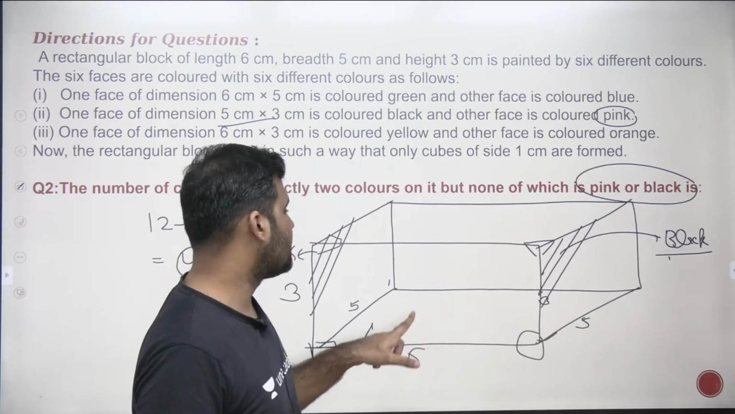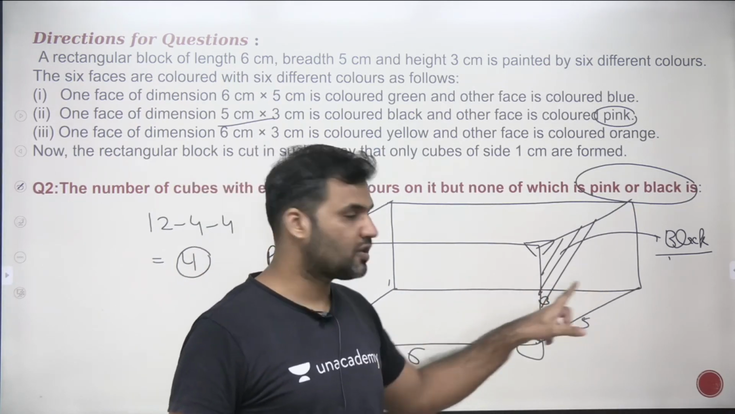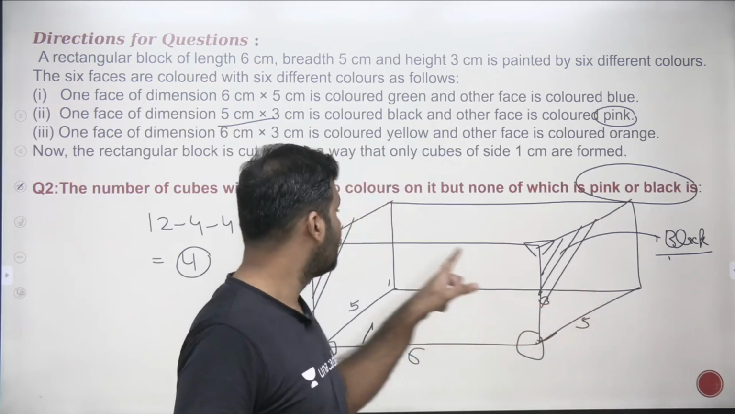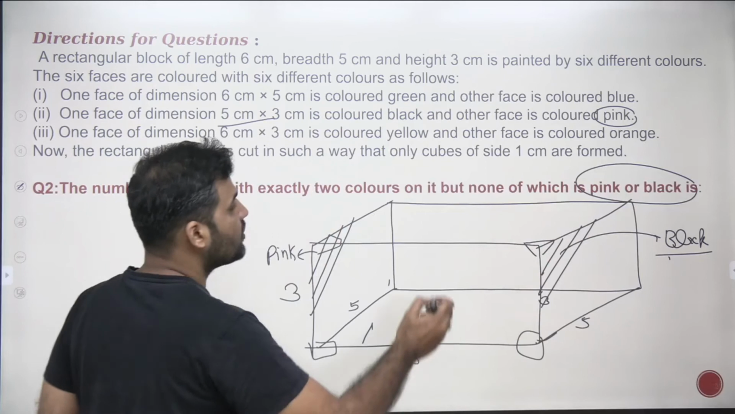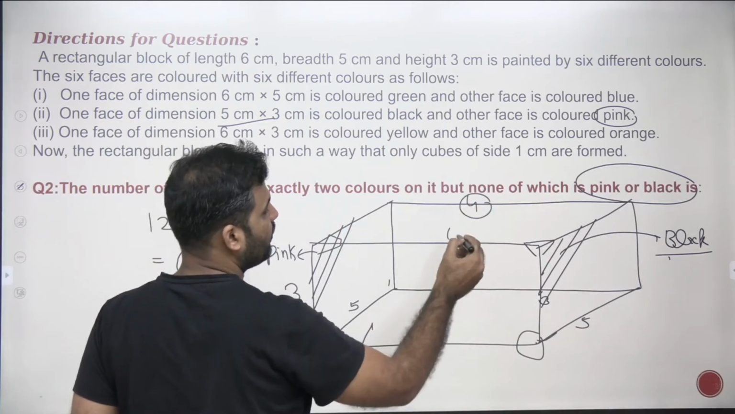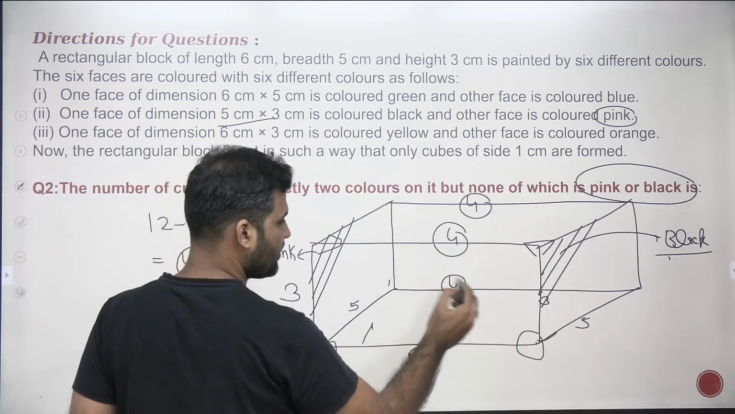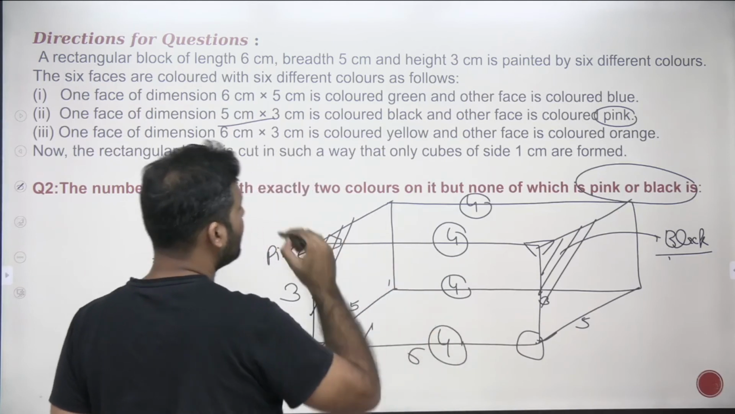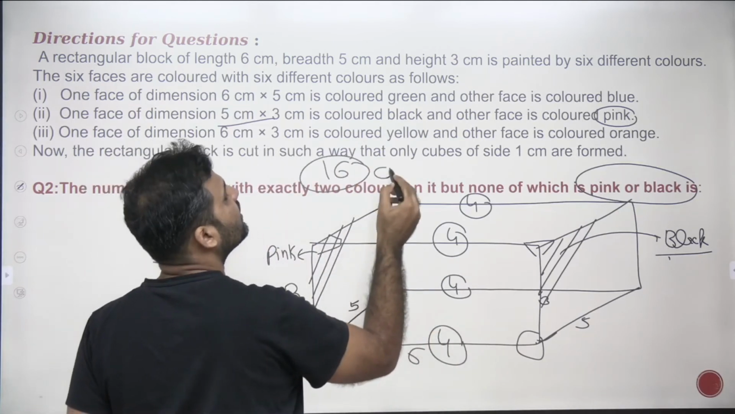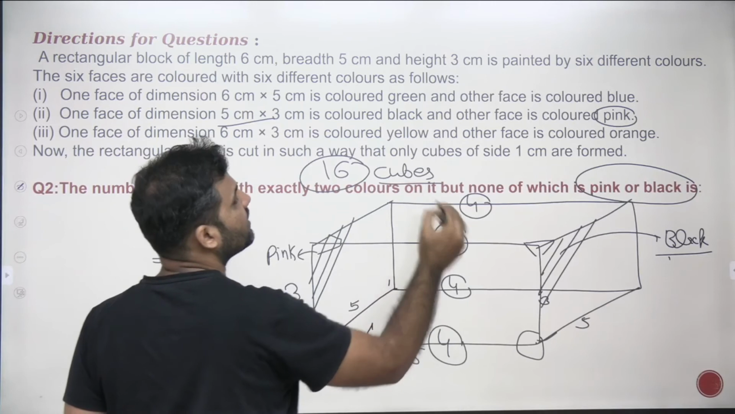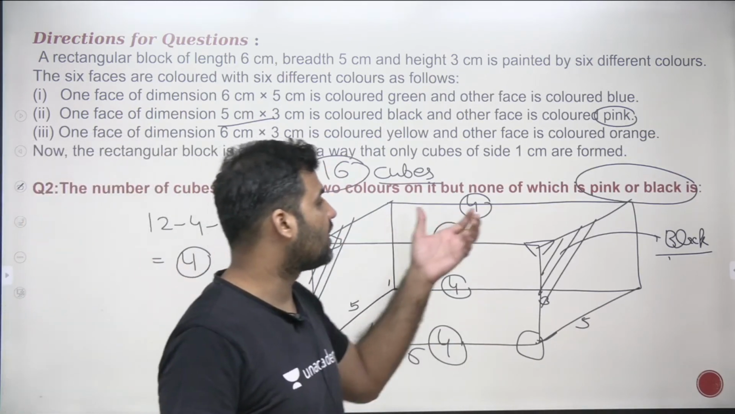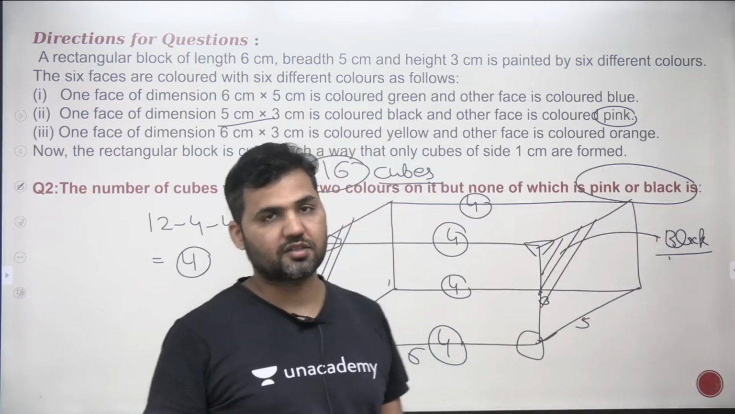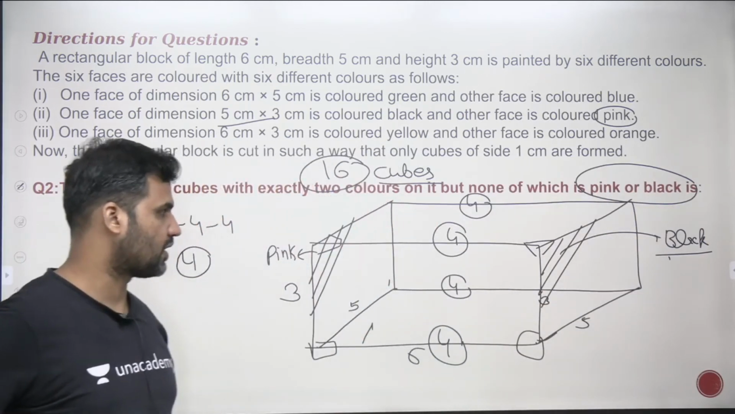So 4 from this, and similarly 4 from this also, because this is also 6 centimeter long, and this is also 6 centimeter long. So 4 cubes from here, 4 cubes from here, 4 cubes from this edge, and 4 cubes from this edge. Total 16 cubes will have 2 colors on them, and none of them will have pink or black color. That's it. This is the answer of the question, right?